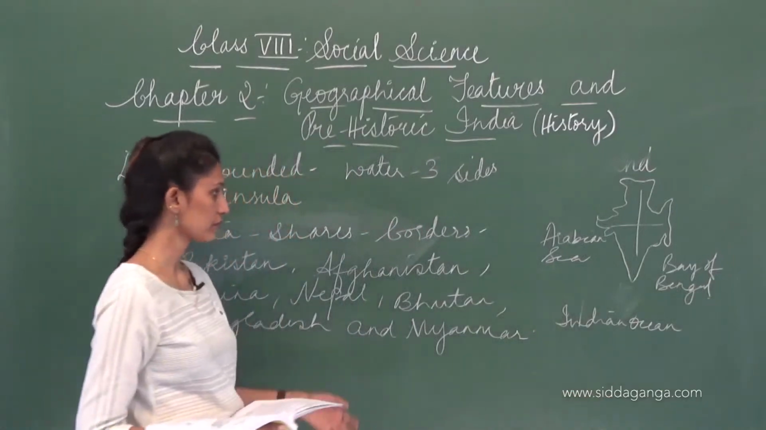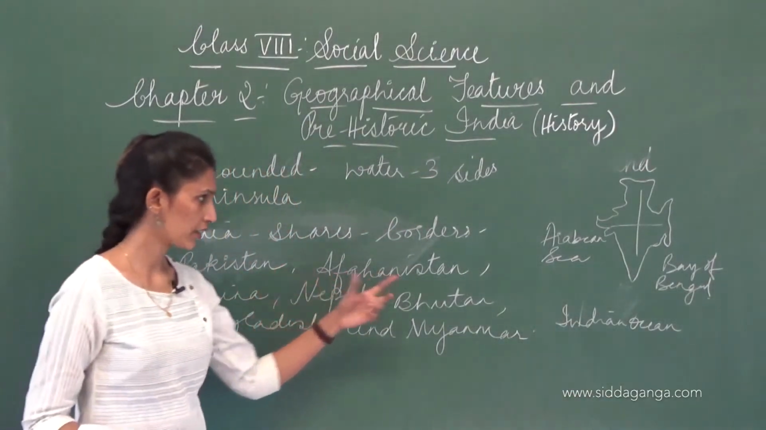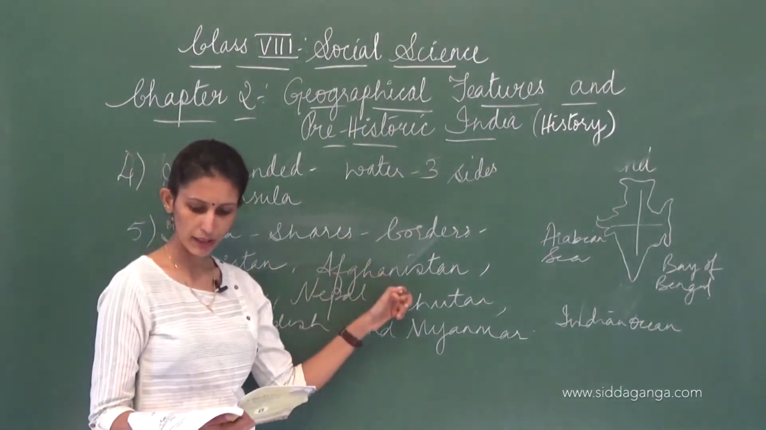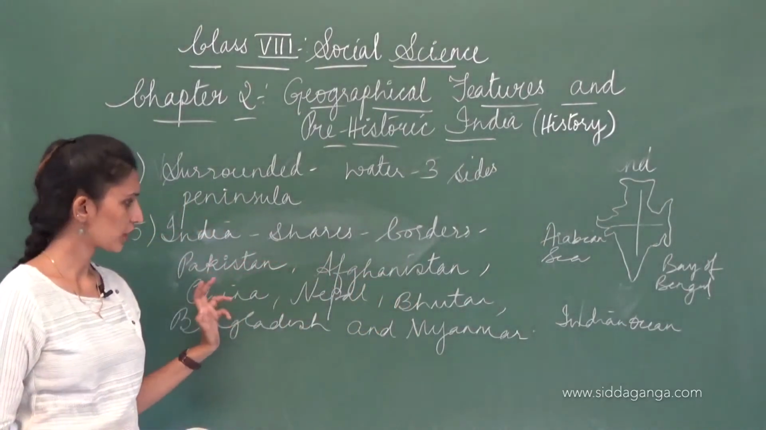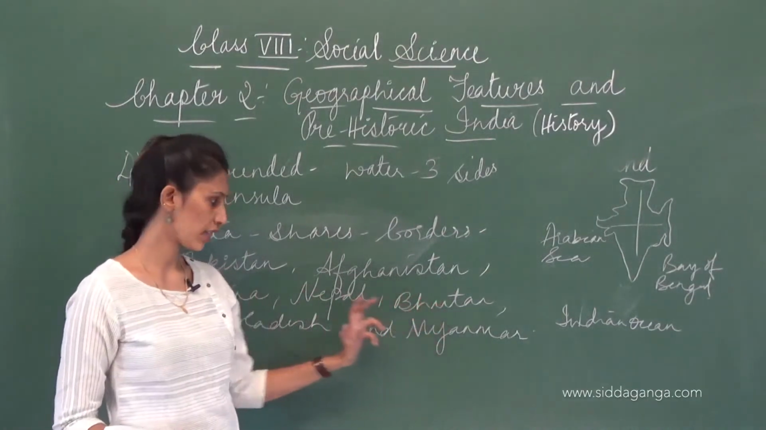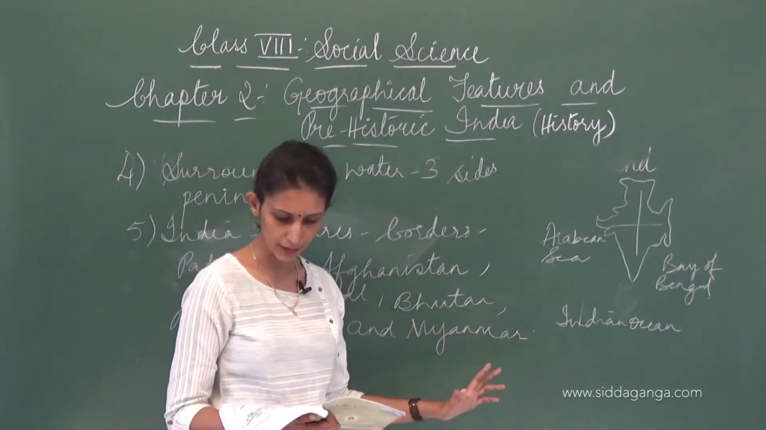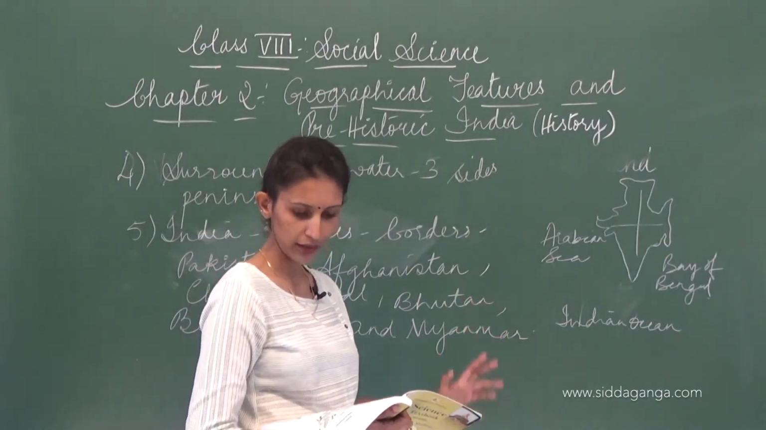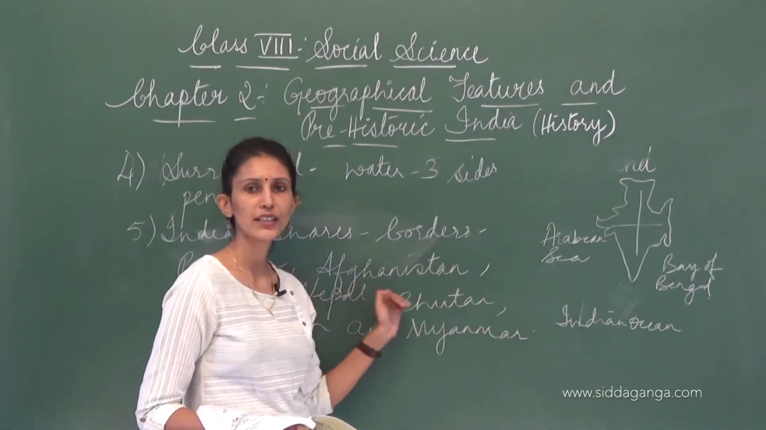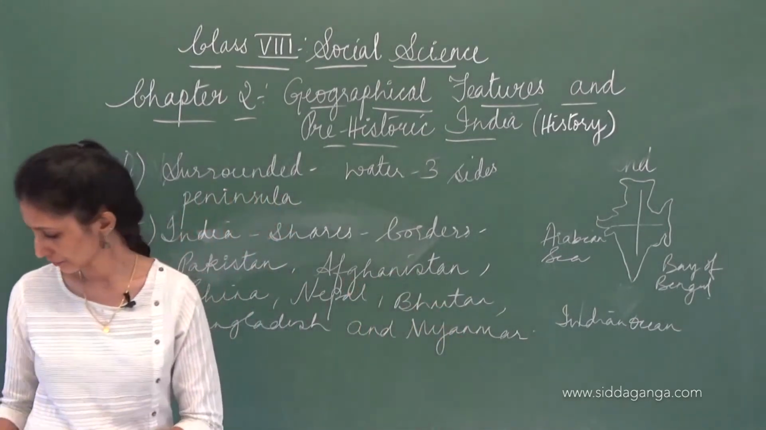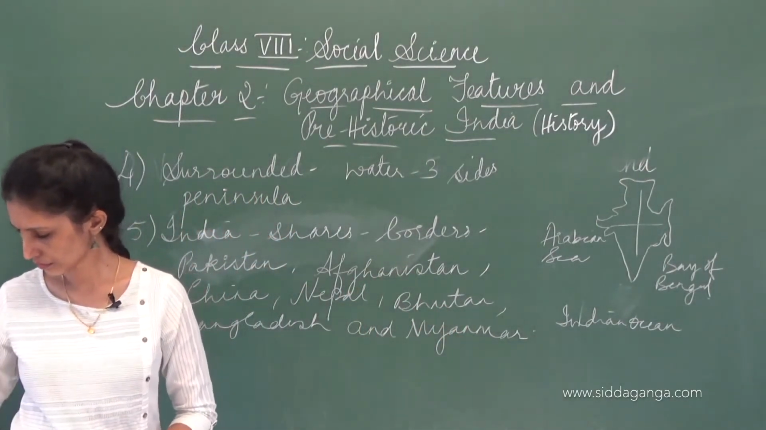Alright. Now, India is sharing its borders. It has its borders with whom? With Pakistan, with Afghanistan, with China, with Nepal, with Bhutan, with Bangladesh and Myanmar. Look at the map in your textbook there and you will know how these neighboring countries are. Alright.